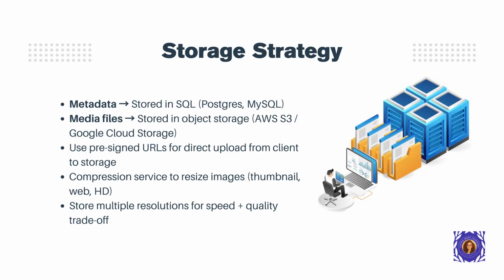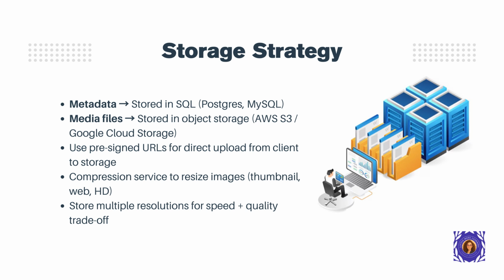Storage is absolutely critical for Instagram, and we need to think about two very different types of data. First, we have metadata, information about users, posts, likes, and comments. This structured data lives in SQL databases like PostgreSQL or MySQL because we need ACID properties and complex relationships. But the photos and videos themselves? Those go into object storage like AWS S3 or Google Cloud Storage.